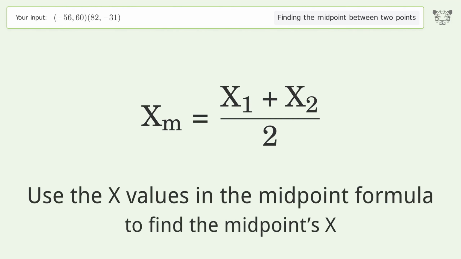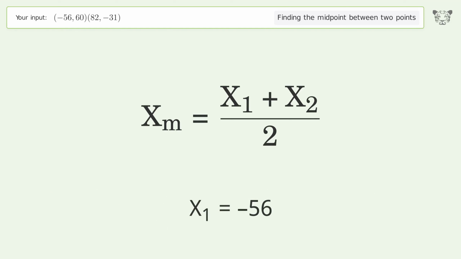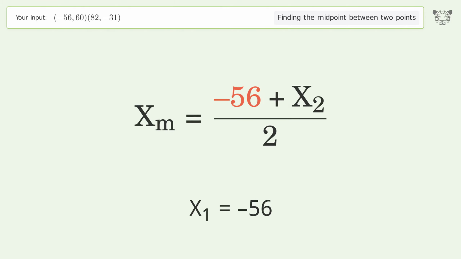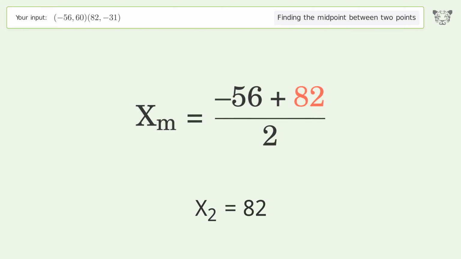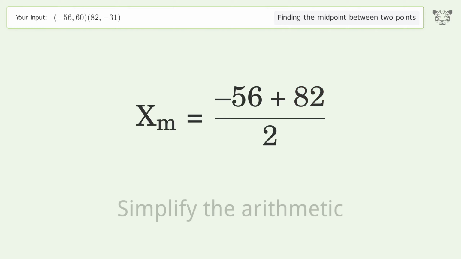Use the x values in the midpoint formula to find the midpoints x. x1 equals negative 56. x2 equals 82. Simplify the arithmetic.